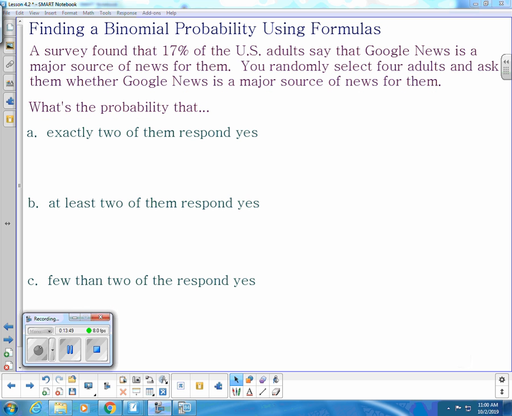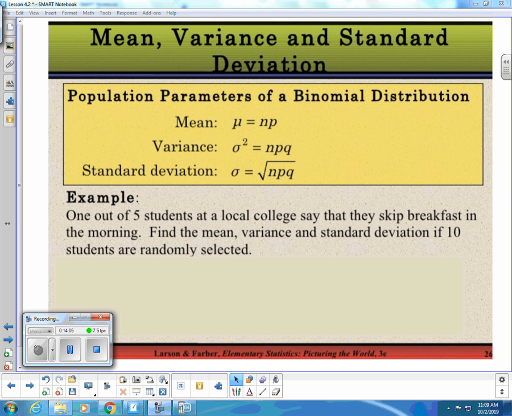A survey found that 70% of U.S. adults say that Google News is a major source of news for them. You randomly select 4 adults and ask them whether Google News is a major source of news to them. What's the probability that exactly 2 answer yes? Go. Mean is number of trials times the success rate. Variance is N times P times Q. And then the standard deviation is still the square root of the variance.